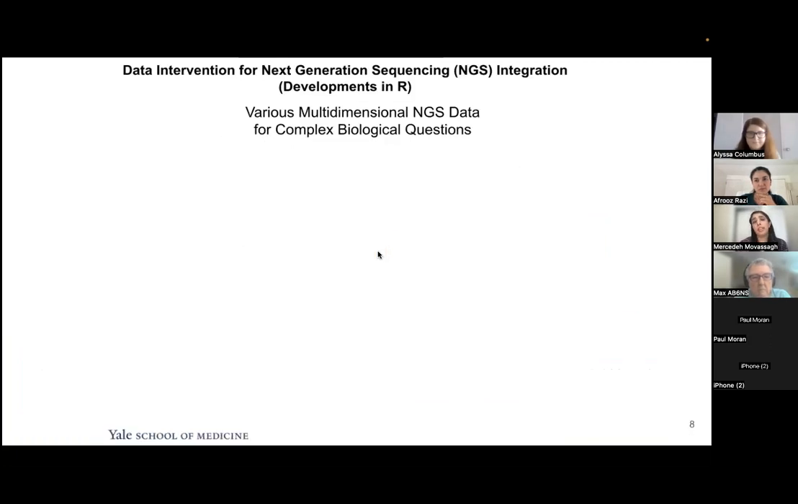And so what does data integration for next generation sequencing mean? Next generation sequencing data is very multidimensional. What do I mean by that? I mean that there's various platforms of next generation sequencing, various technologies for that. And not only that, when you get your data, it has various dimensions.